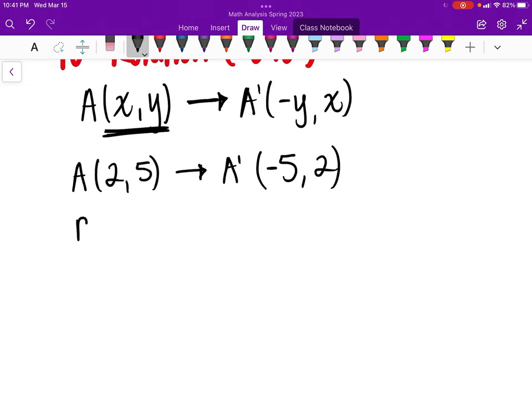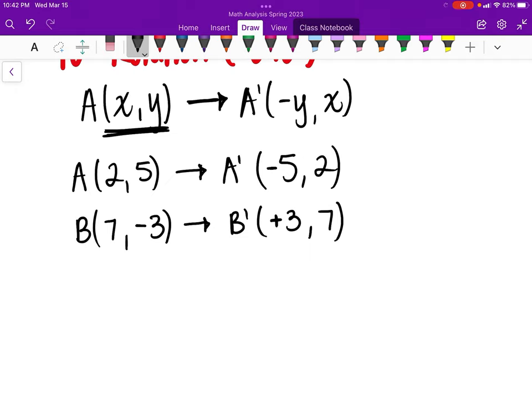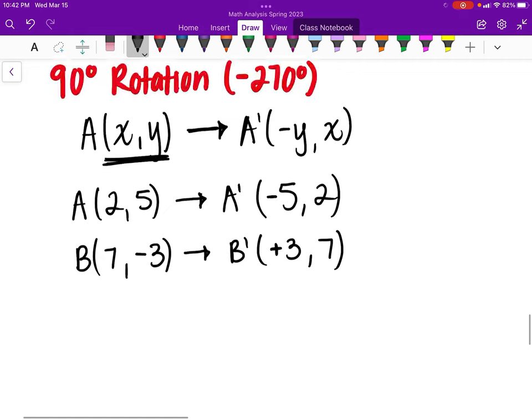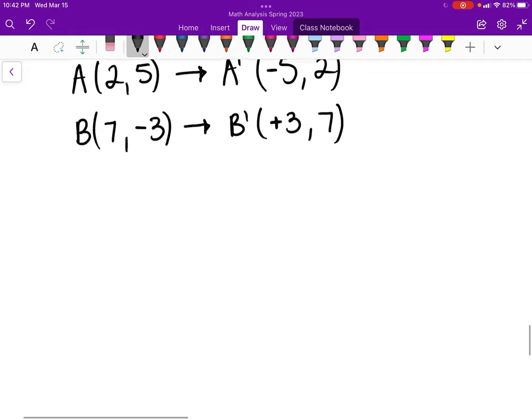Another example here. If I have the point B, which is 7, -3, and I want to find B prime, that's now going to be 3, 7. The 3 is positive because it initially started as a negative, but now it's a positive, and then the 7. All right, so those are some examples with the 90-degree rotation.